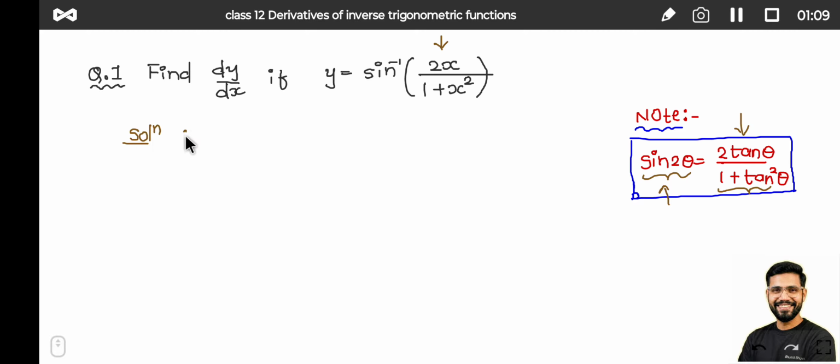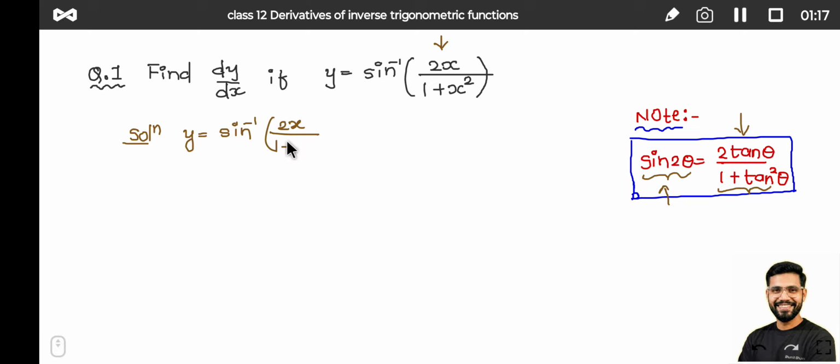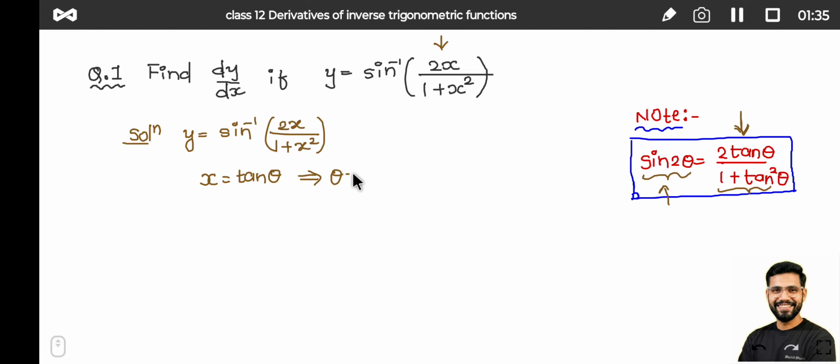First we will write y is equal to whatever is given, sine inverse of 2x upon 1 plus x square. This 2x upon 1 plus x square looks like the formula of sine 2 theta, which is 2 tan theta upon 1 plus tan square theta. So let's say x is equal to tan theta. From here we can say theta is nothing but tan inverse of x.